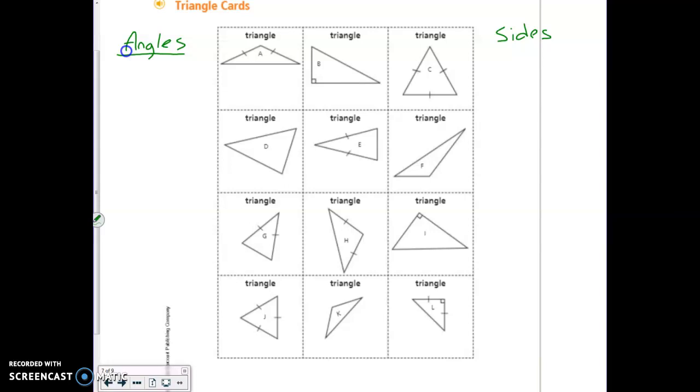So if we think back, we have angles that are acute angles, like this angle right here. We have square angles, and we have obtuse angles. All right, so we have those three angles, and those are the same exact three names that we will give the triangles based upon those angles.